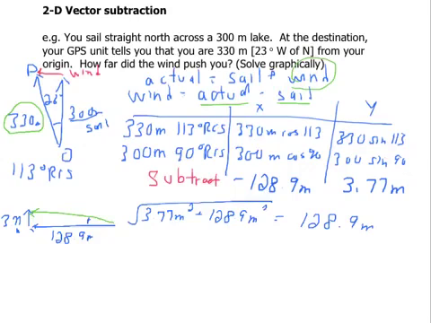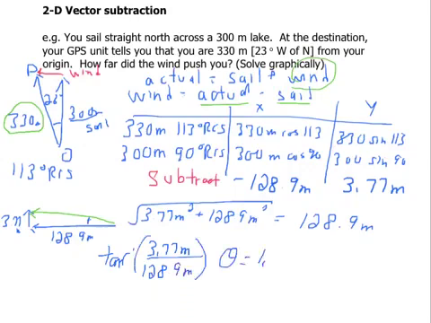And to find this angle here, we're going to use the tan function again. The side of the triangle that is opposite to that angle is the 3.77 meters. So inverse tan of 3.77 meters divided by 128.9 meters. The angle here is very small, 1.7 degrees. So at the end of the day, we can say the wind pushed us 129 meters at 1.7 degrees north of west.